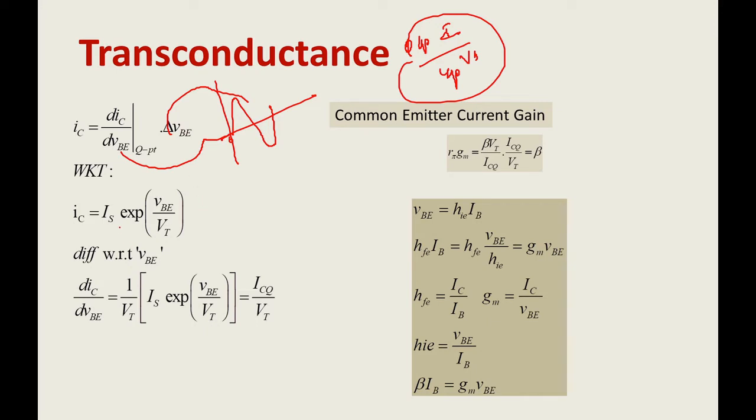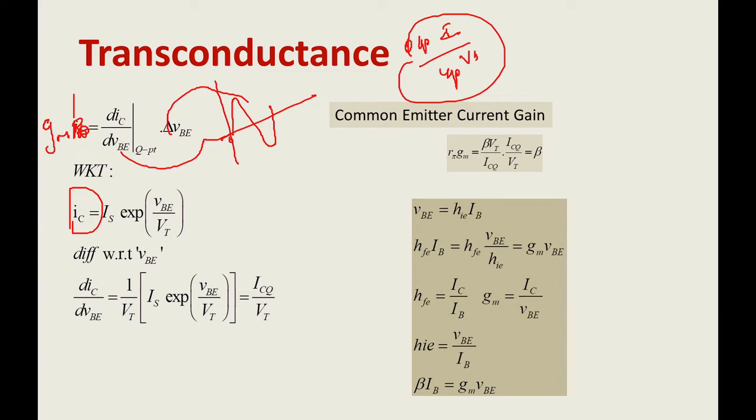So you know the basic relation, IC equal to IS exponential of VB by VT. This is your IC equation to get your transconductance. It's a typo, it should be GM. Okay, so this is a GM actually.